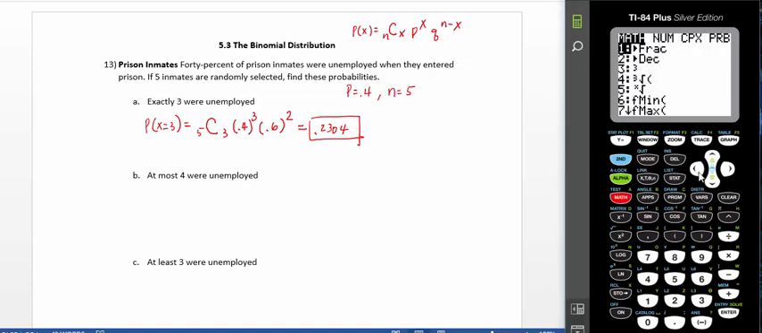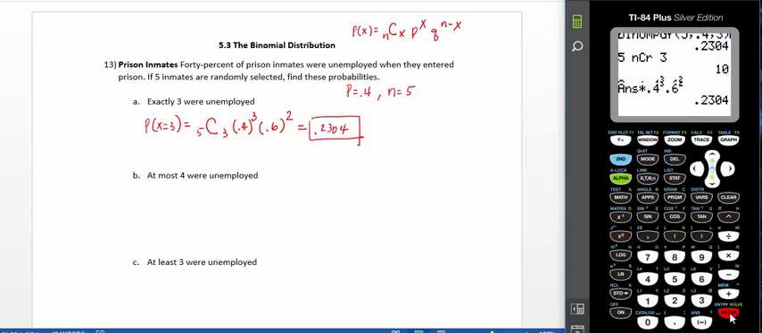Okay, so if I've just typed in combination of 5 choose 3, let me show you how this is done in math. Over to probabilities, number 3. So 5 and then number 3. So 5 choose 3. And then multiply that by 0.4 to the third. And then multiply that by 0.6 squared. And that should give us 0.2304.